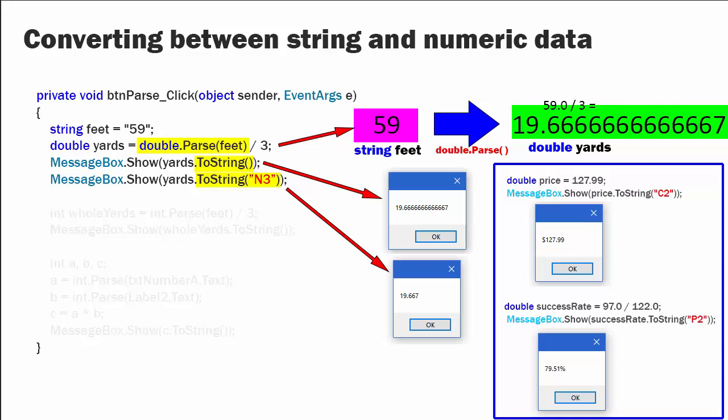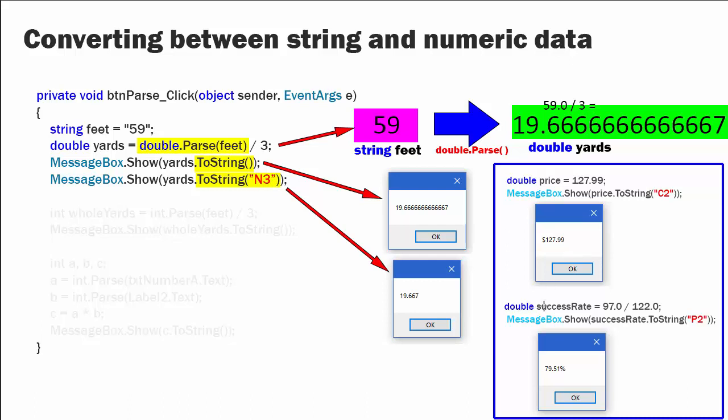Instead of the n, we can use a c, and that c stands for currency. In this case, I have a variable named double price equals 127.99. I show that message box using price.ToString, and I pass it the argument of c2, which puts a $ sign in front and treats it as currency to 2 decimal places. By the way, the 2 is a default. I could choose to just put C and it would get the same thing. It'll assume the 2 decimal places.